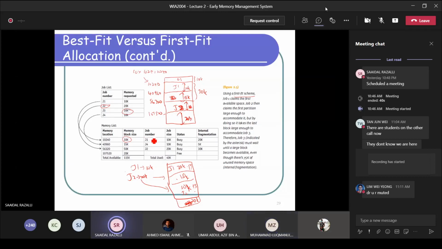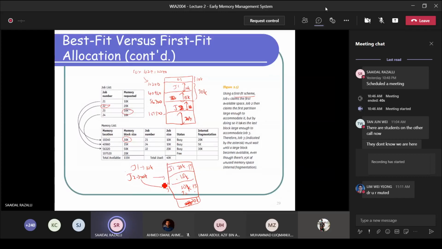Later you will learn about relocatable allocation, where it compacts whatever unused memory space. So this is the fundamental dynamic allocation. After that, we have relocatable dynamic allocation, the fourth one.